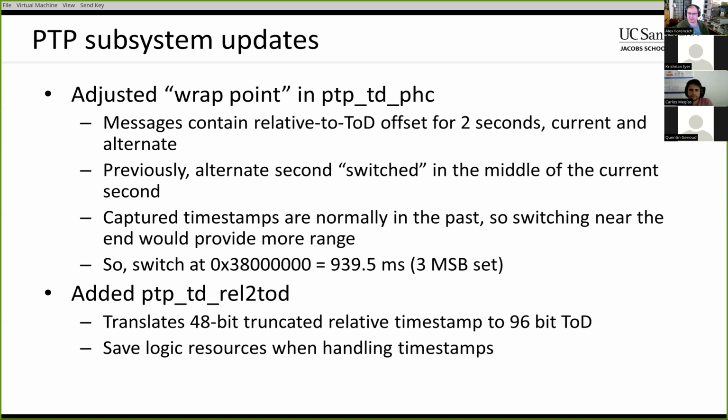And then I also added a relative to time of day conversion module that takes in a 48-bit truncated relative timestamp and converts it to a 96-bit time of day timestamp. Basically, it just applies both of the offsets from the messages and then figures out which one's the correct one. And the idea here is it saves logic resources when handling the timestamps, because now instead of having to put 96-bit timestamps on all the FIFOs, you can just put 48-bit timestamps in the FIFOs. So it should save a few block RAM resources and potentially a few other things.